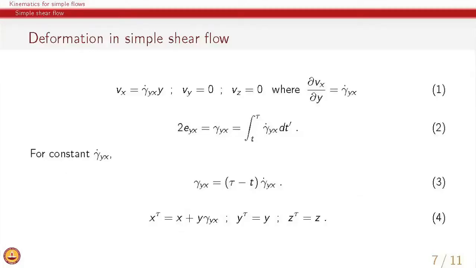Given that a material is deforming at this gamma dot y x, you could define deformation, which is gamma y x or E y x, which is basically the amount of deformation taken from the present to any time tau. Whenever it is a time in the future, the strain will be positive because the basis is the present time. When it is in the past, the strain will have a different sign. So, since the basis is the present time, we can define it like this.